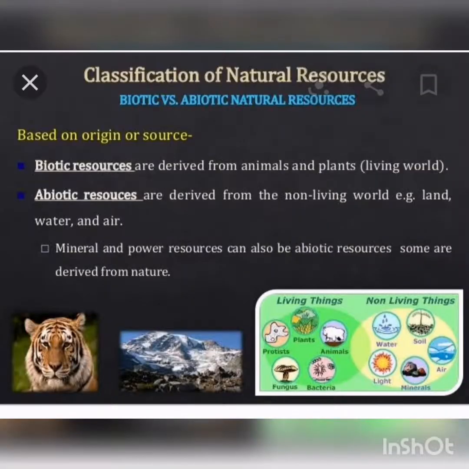On the basis of origin, there are two types of resources: biotic and abiotic. Biotic resources are derived from animals and plants, meaning the living world. Abiotic resources are derived from the non-living world, for example, land, water, and air. Mineral and power resources can also be abiotic resources.